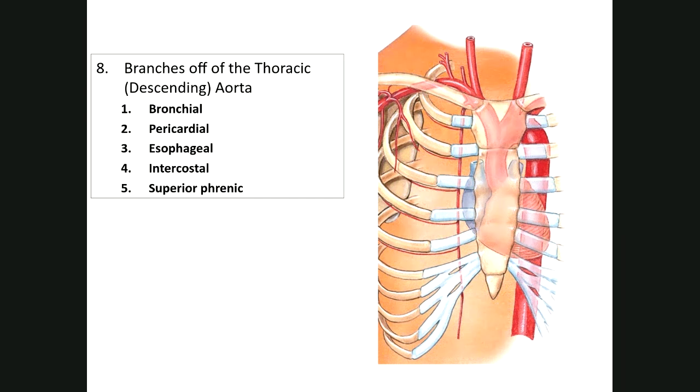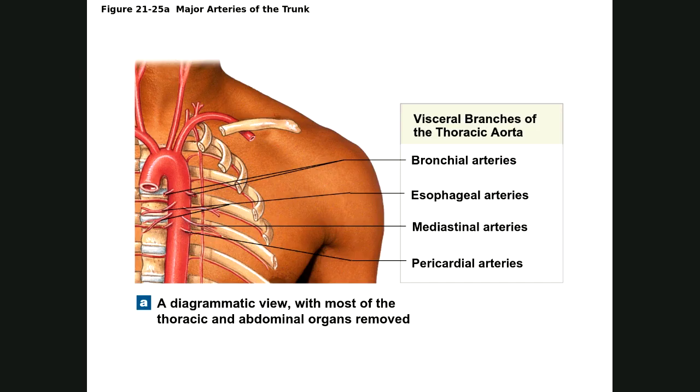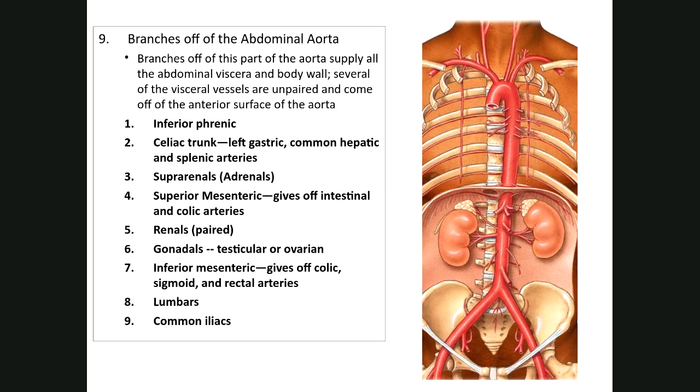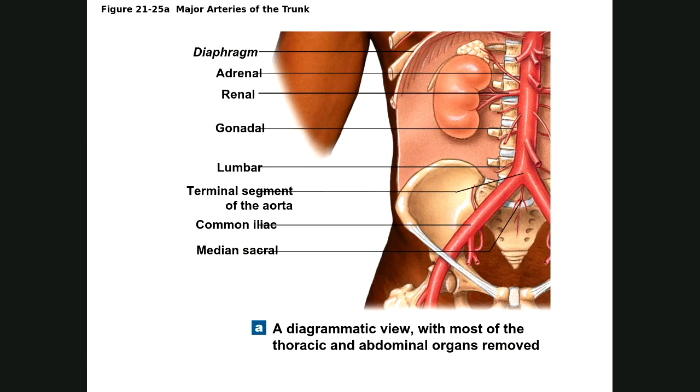So you have those listed, and as you can see in this picture, they're labeled. You should have no trouble finding all of those. And then off of the abdominal aorta, we have several, like inferior phrenic, celiac trunk, common iliacs, and so forth. I've included images for you to identify those structures.